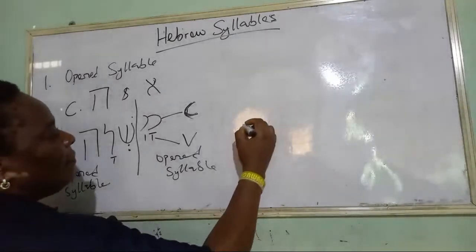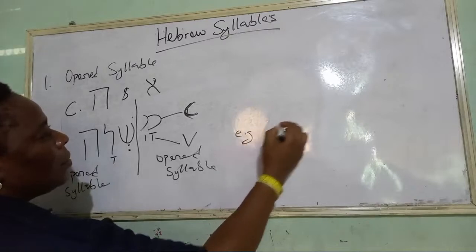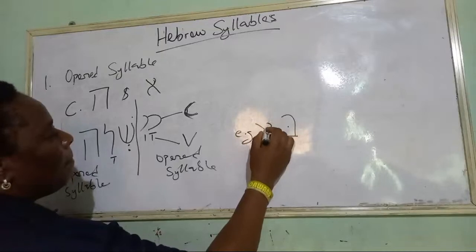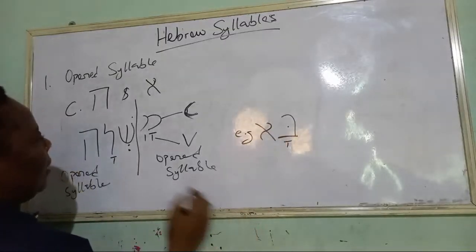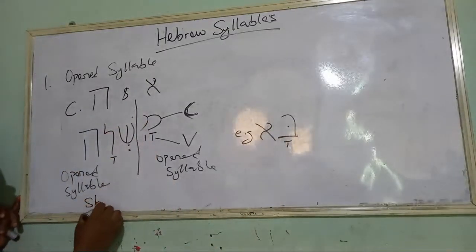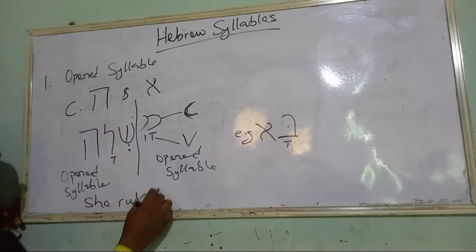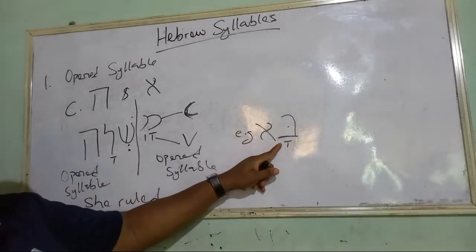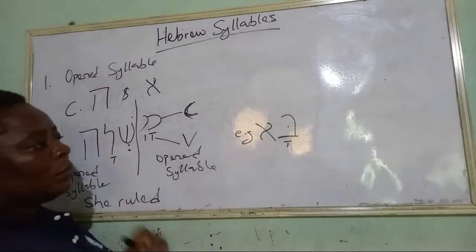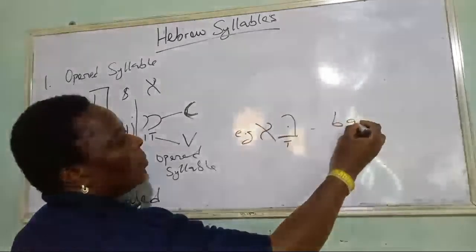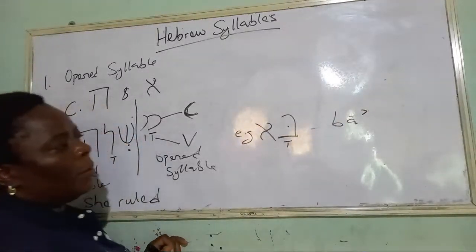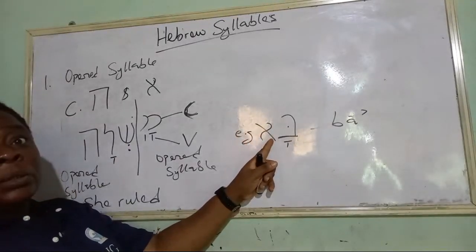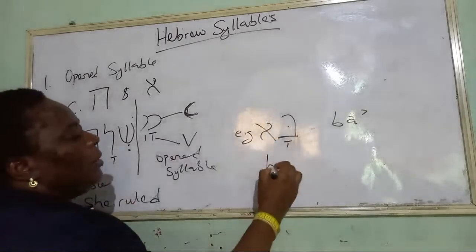For example, if you have this, Mashila means she rules. Ba is an open syllable because it ends with what? Aleph. Ba means he came.